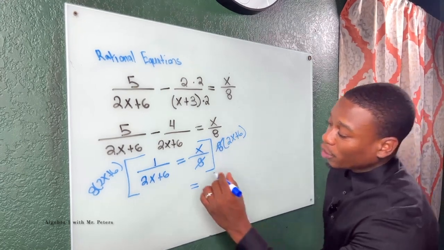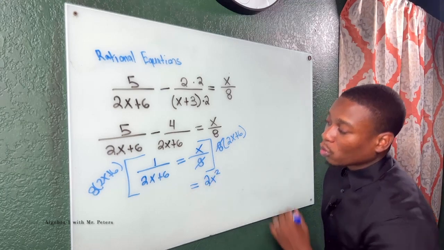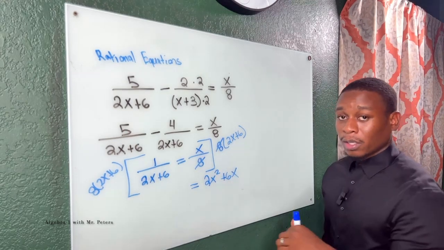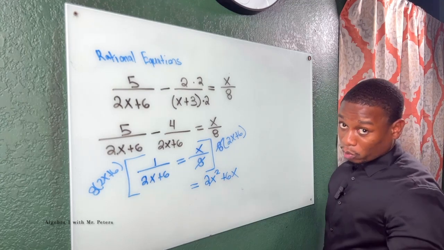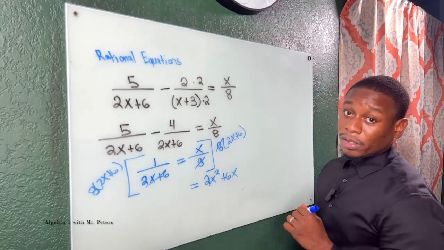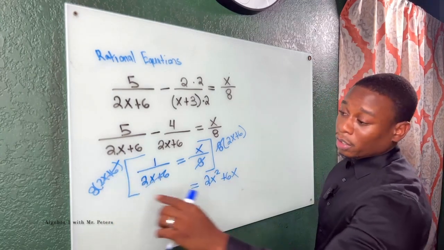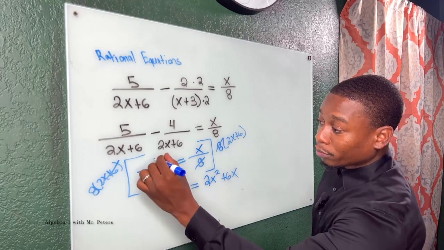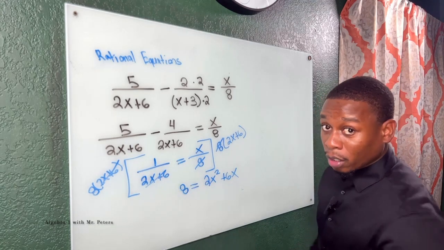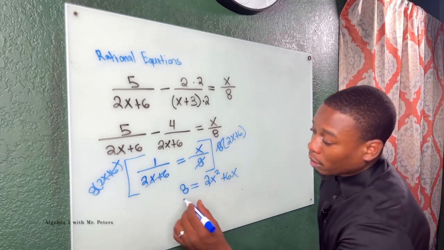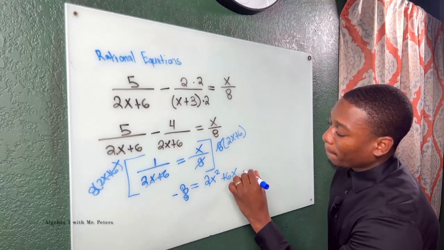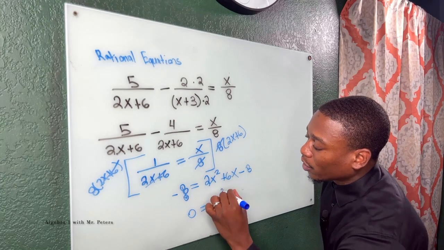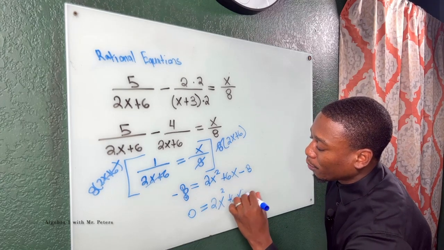So x times 2x gives me 2x squared. X times 6 gives me 6x. Now on the other side, right? Guess what? 2x plus 6 cancels out with 2x plus 6. We take what's left over, 8, and multiply it by the numerator. 8 times 1 gives me 8. Right back at the same step. So after I subtract 8, 0 is equal to 2x squared plus 6x minus 8.